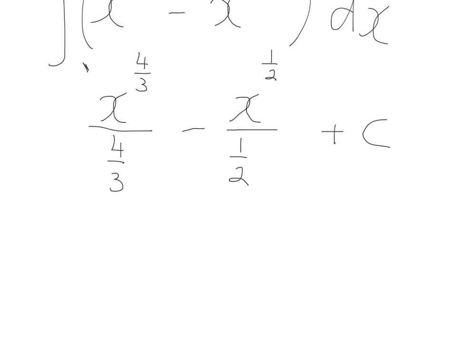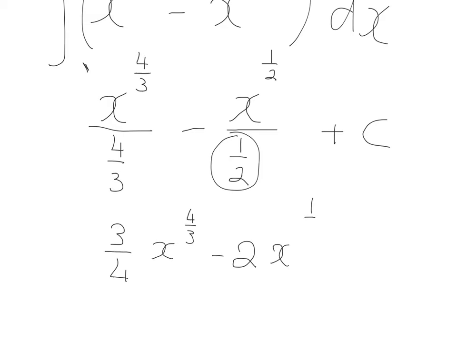I'm dividing by a fraction here, so we're going to flip over and multiply, so that's 3/4 x to the power 4 over 3. I'm dividing by a half, so bring that up, multiply, flip it over, so that'll be 2 over 1, which is 2, so that's minus 2x to the half plus c. That's the final answer.